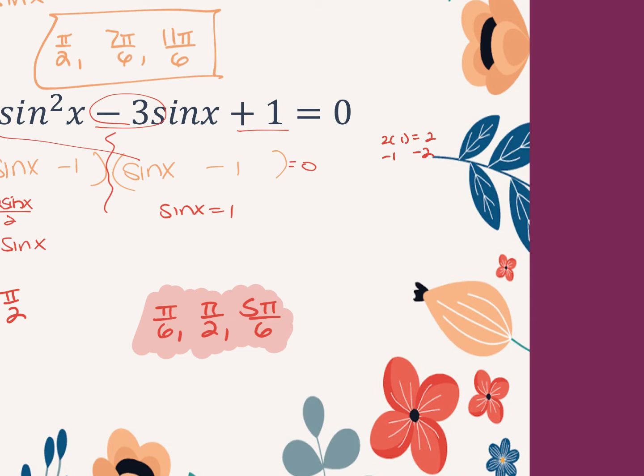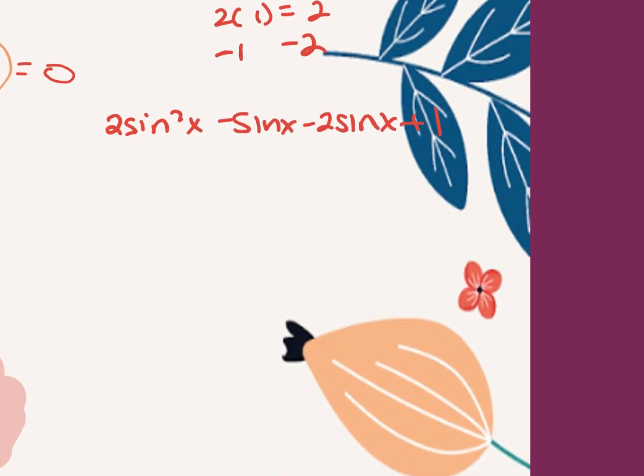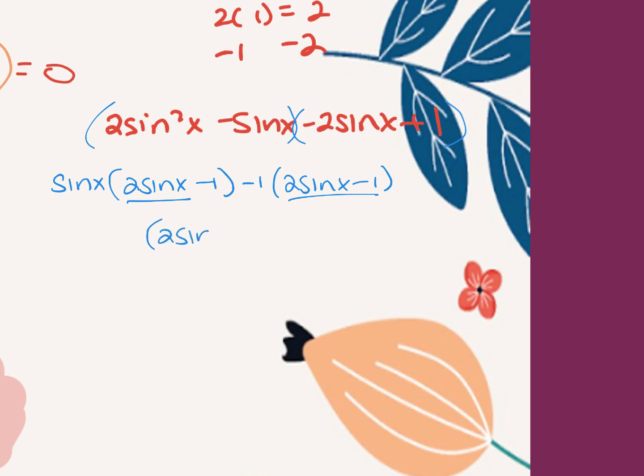I kept sine. Okay, so then it would be 2 sine squared x minus sine of x minus 2 sine of x plus 1. And then I would factor by grouping. From the first one, I'd take out a sine. From the second one, I take out a negative 1 because I need the signs to change. Then what's inside the parentheses is the same. And then what's left over gets grouped together.